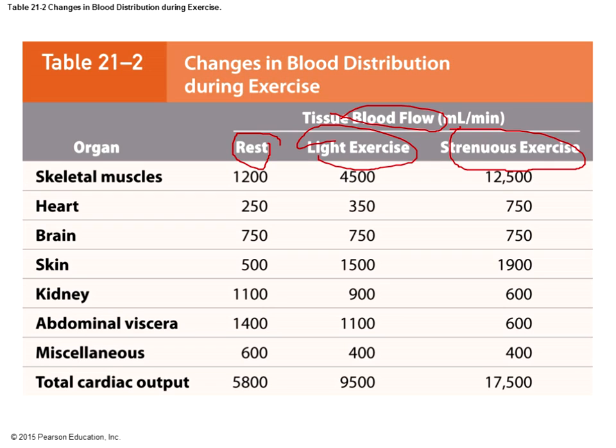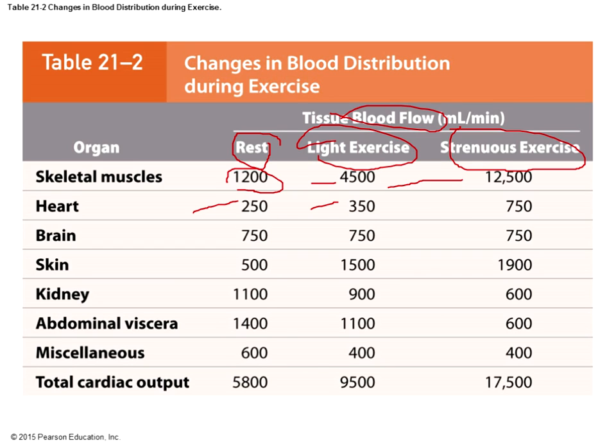So look at, say, for instance, the skeletal muscle. During rest, you have about 1,200 milliliters per minute of blood flowing through your skeletal muscle. During light exercise and strenuous exercise, look at how much it goes up, right? And that makes sense, right? Your muscles that are working, you need more oxygen, you need more nutrients, so obviously you're going to increase blood flow to those areas by altering vasodilation and allowing more blood to permeate those tissues, okay?